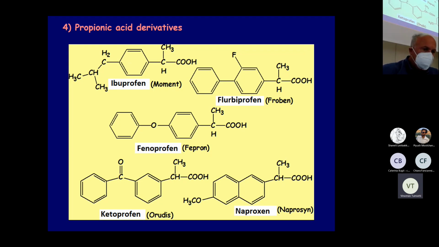Here in the class, you can find the best seller between the anti-inflammatory agents after aspirin. In particular, you see ibuprofen, commercial name is Moment, flurbiprofen, fenoprofen, ketoprofen, naproxen.